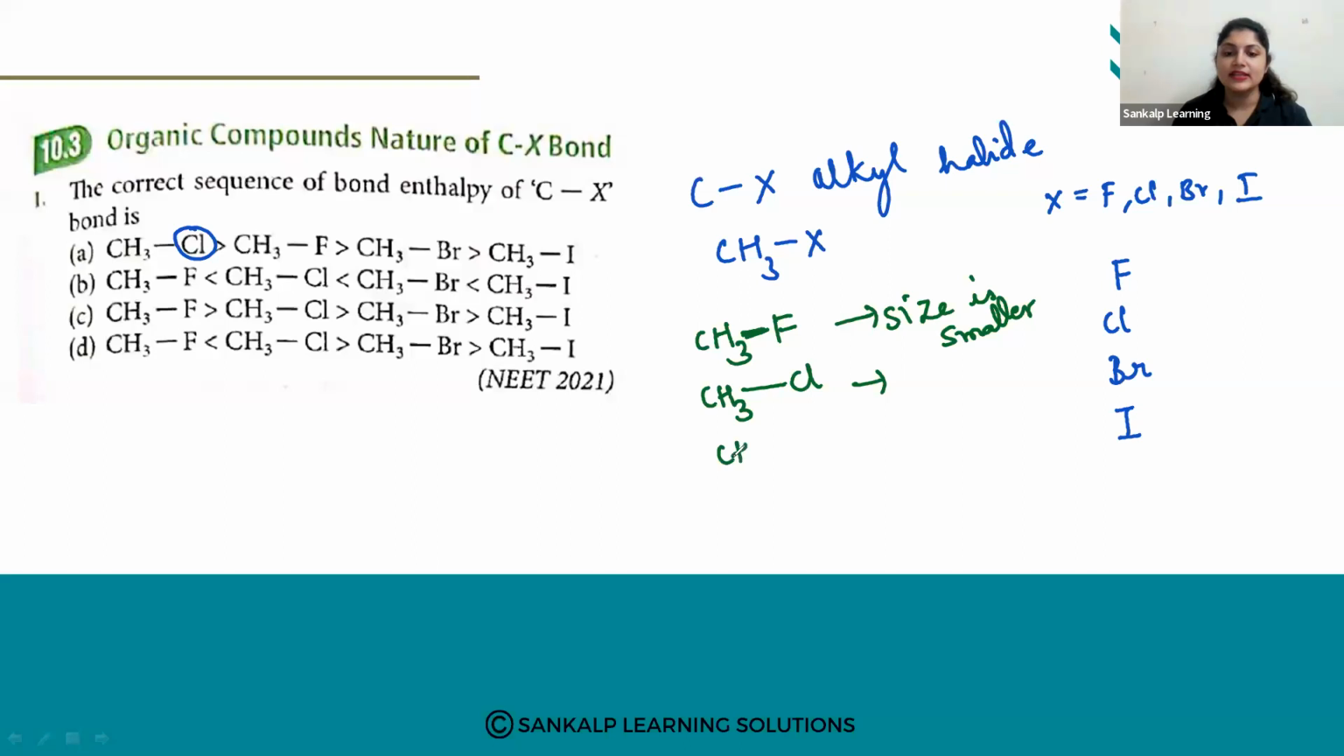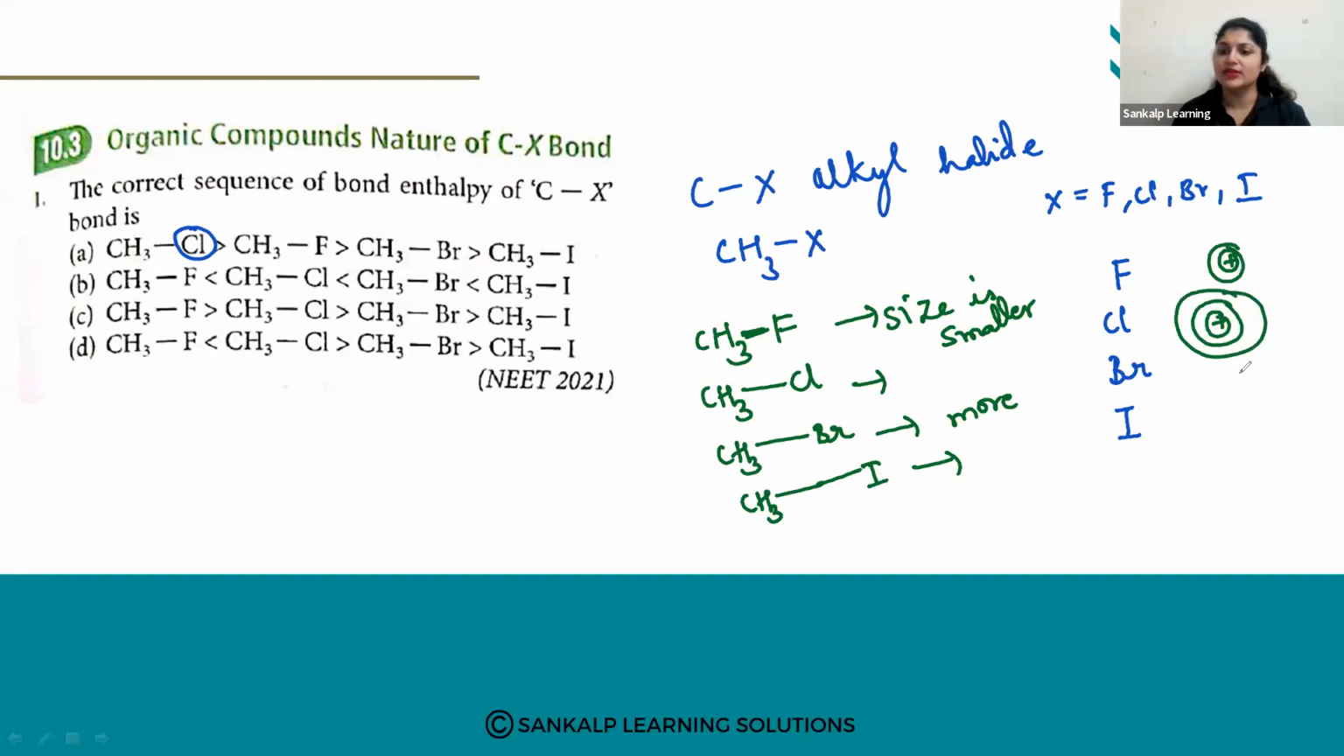Then CH3Br. As you go down the group, the size increases, so the bond in the alkyl halide will be slightly longer than with Cl. Then CH3I: as you go down the group, the number of shells increases. Fluorine has one shell, chlorine two shells, then bromine, and so on. So the bond length also keeps increasing.